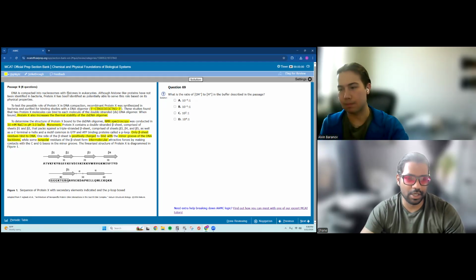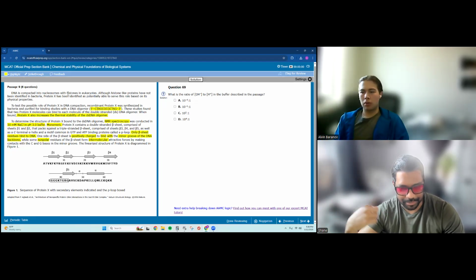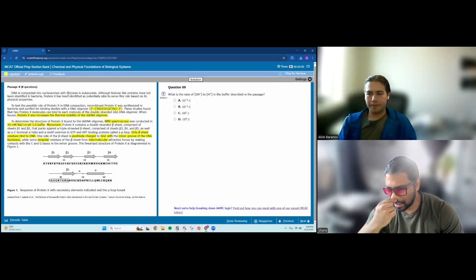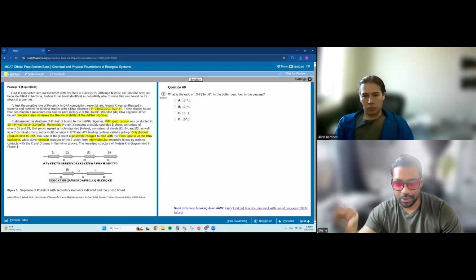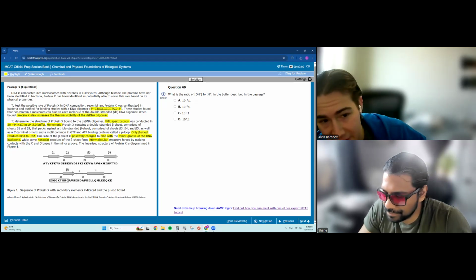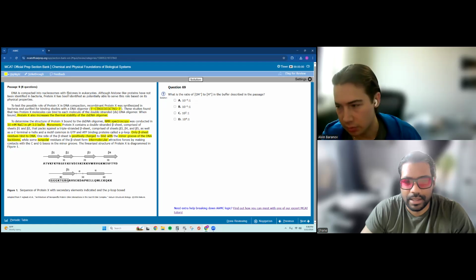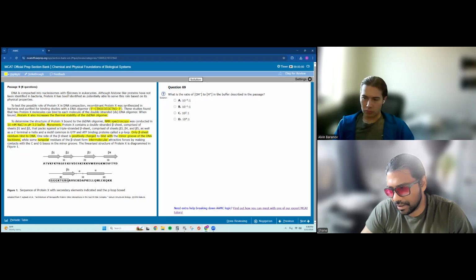So the histone is like the beads on the string that the DNA wraps around, and the nucleosome is the unit of DNA with the histones together. You have an octamer of histones, meaning 8 histones per nucleosome.